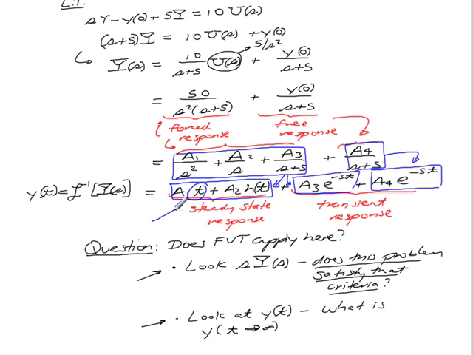There's a growing term in time there, and that came about from this term here. Does that meet the criteria for the final value theorem? Now let's look at the example there on page 3.